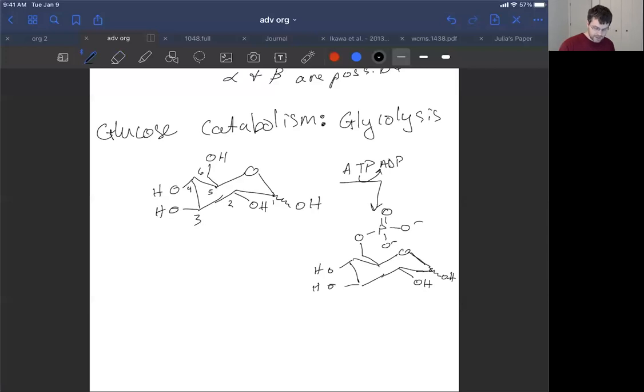Okay, so this is glucose 6-phosphate. The book has the alpha version. I'm not going to differentiate the two. You could have the alpha or the beta going through here. Now, what this is going to do is isomerize, and we'll look at this mechanism in a second, but this is going to isomerize from the 6-membered ring to the 5-membered ring to make a fructose 6-phosphate.